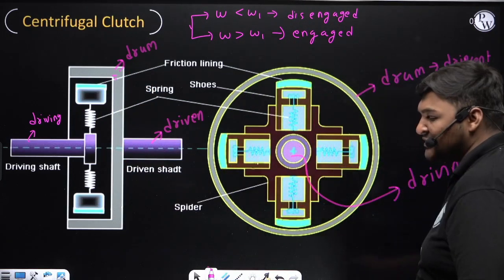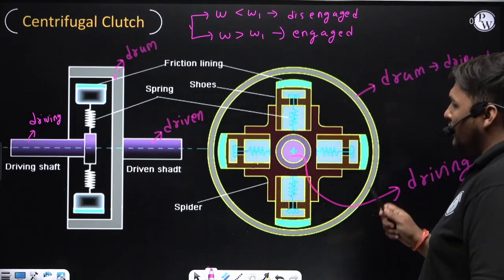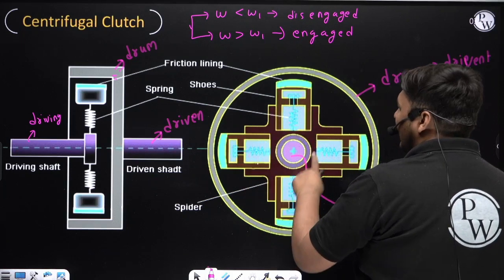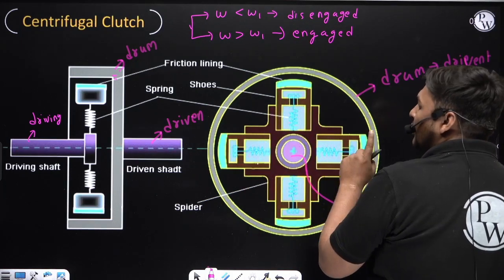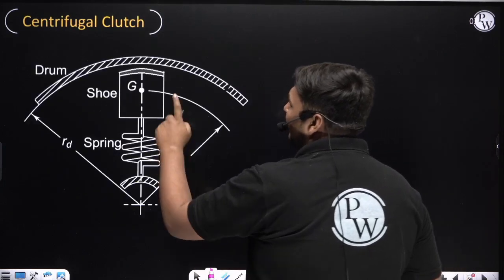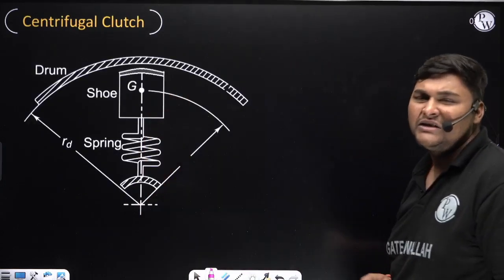Again, I am explaining this. To explain this, I am making this view. Right now in this diagram there are no four shoes, but to explain the working, I am taking one shoe in this diagram.